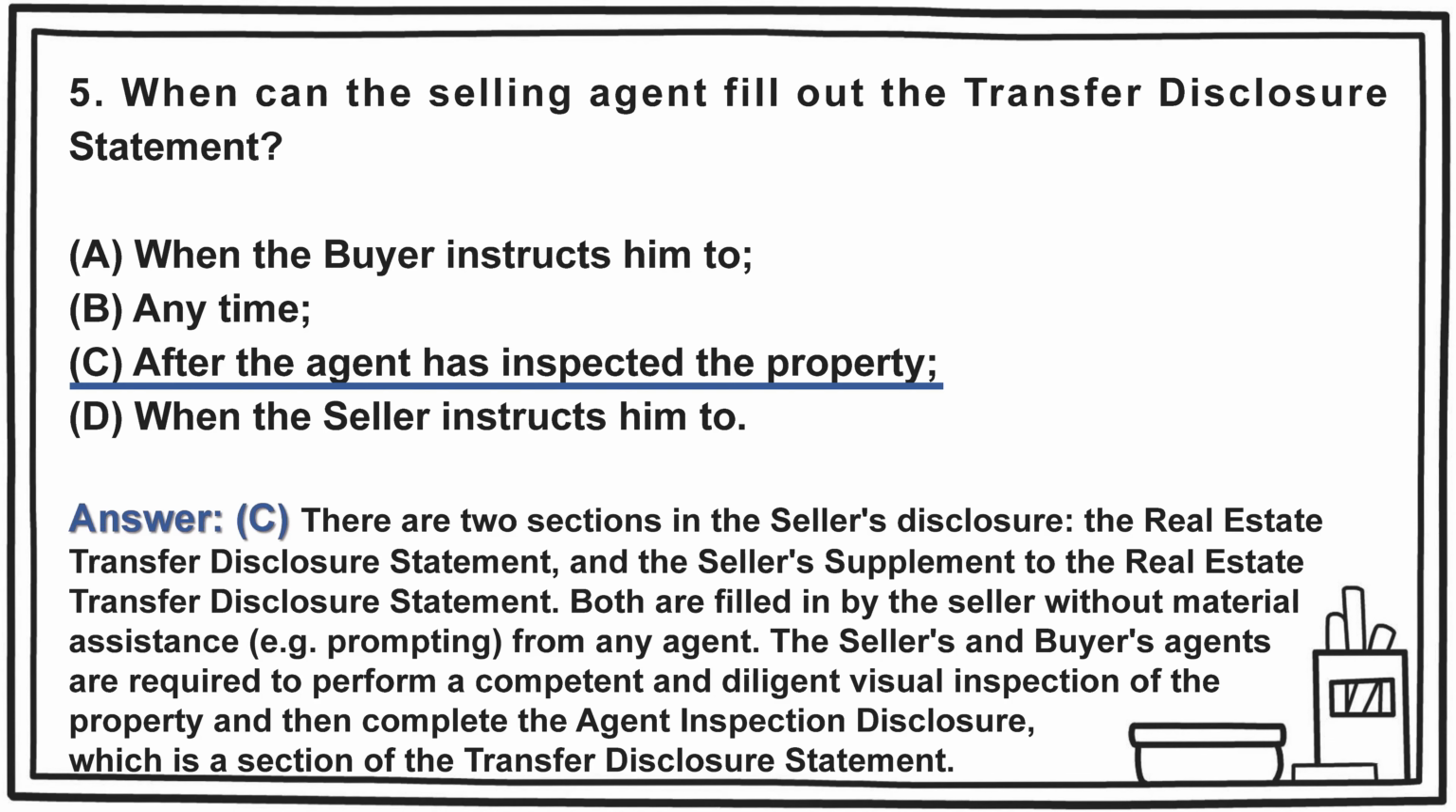Answer C. There are two sections in the seller's disclosure: the real estate transfer disclosure statement and the seller's supplement to the real estate transfer disclosure statement. Both are filled in by the seller without material assistance, e.g. prompting, from any agent. The seller's and buyer's agents are required to perform a competent and diligent visual inspection of the property and then complete the agent inspection disclosure, which is a section of the transfer disclosure statement.